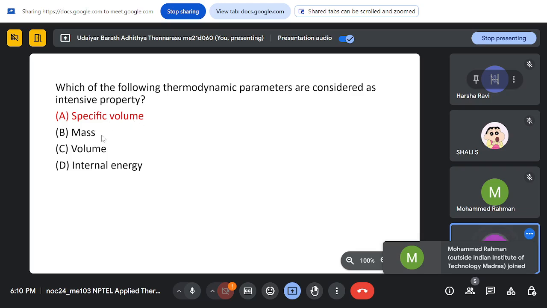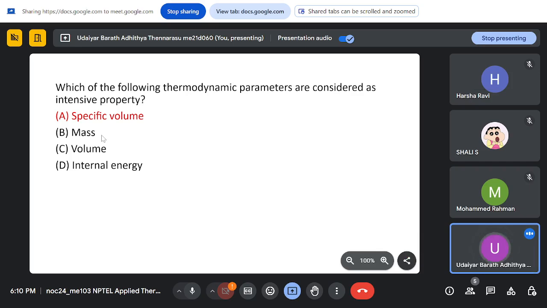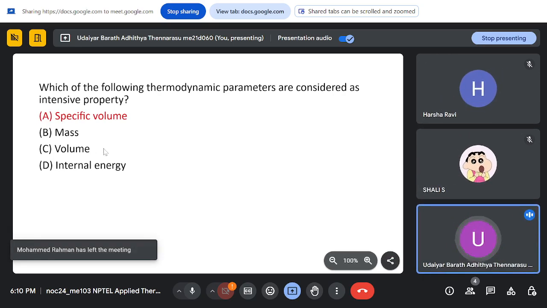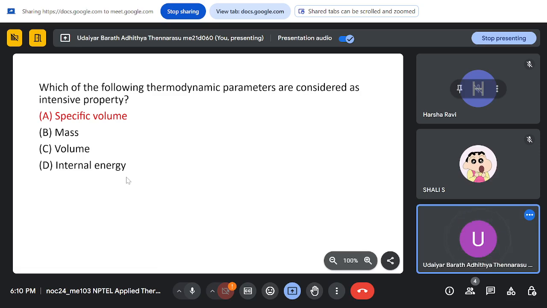So specific volume is the answer, and applying the same concept: mass, if you divide into 2 parts, each part will have a different mass, and similarly for volume, and similarly for internal energy. So you can have specific internal energy that is independent of mass. Here it's just the internal energy, so that will be an extensive property.